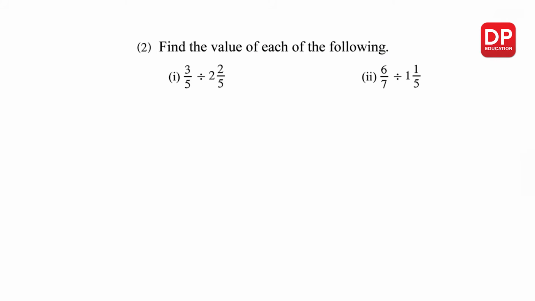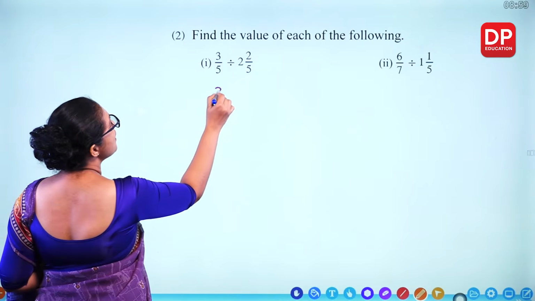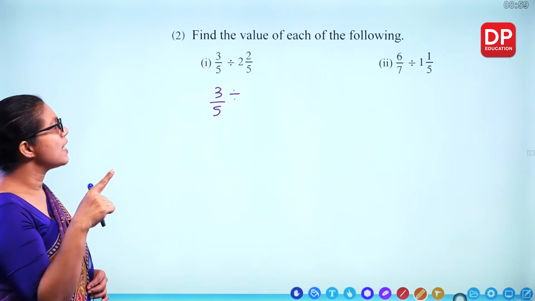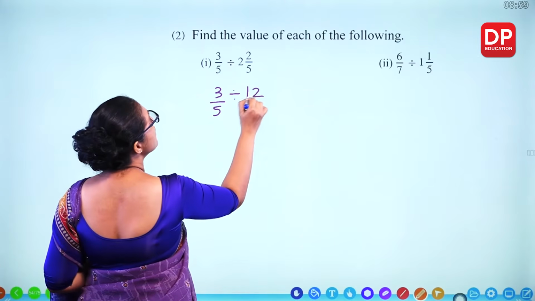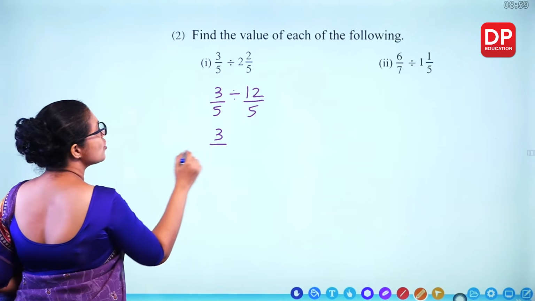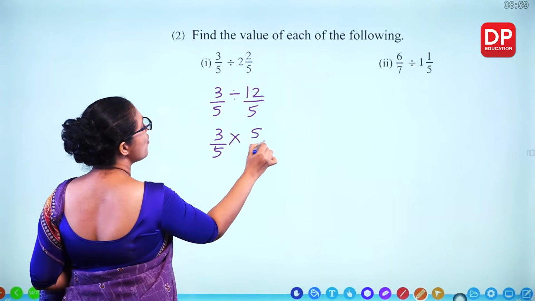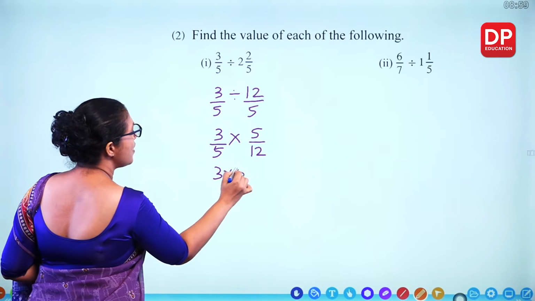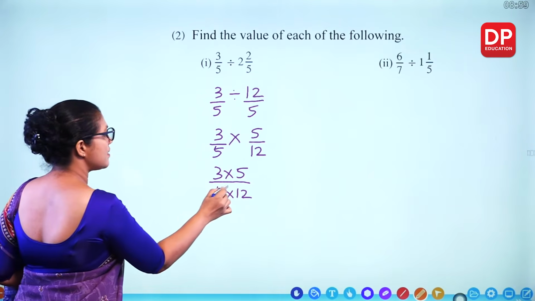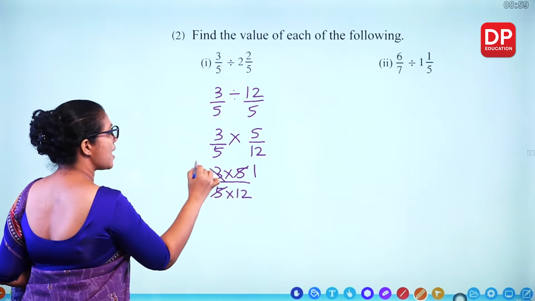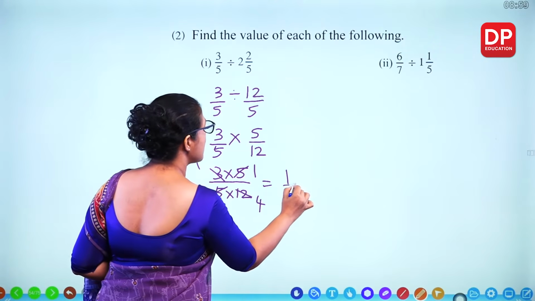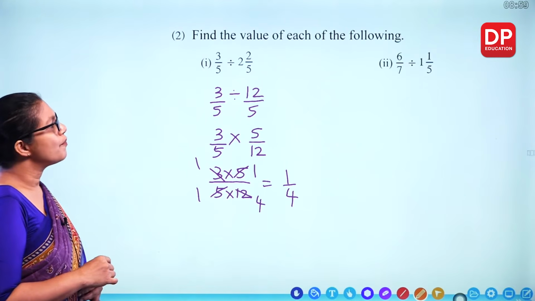Find the value of each of the following. Division, 3/5 divided by this one, 5 times 2, 10. 10 plus 2, 12. Now convert to multiplication. Take the reciprocal. Multiply the numerator separately, denominator separately. Simplify now. 3 times 1 and 3 times 4. So what's the answer? You get 1 over 4.